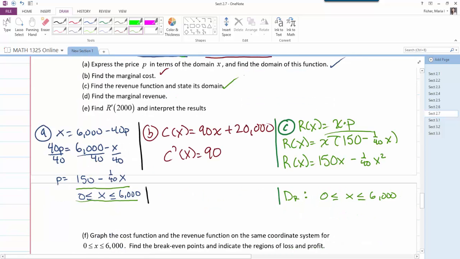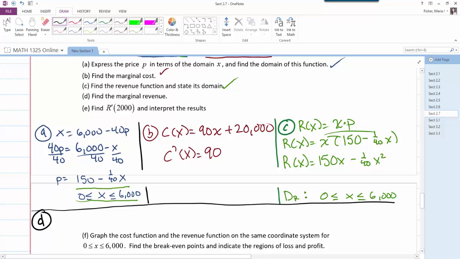Part D, find the marginal revenue. The marginal revenue just says find the derivative of the revenue function. So if this is my revenue function and I need to find the derivative, R'(x), the derivative of 150x, remember, x to the first power, is just the coefficient, 150, minus, if I take that and multiply it, 1/40 times 2, 2 over 40 reduces to 1/20 x.